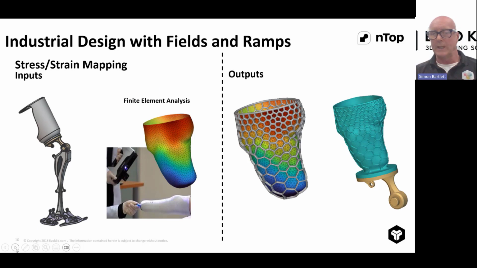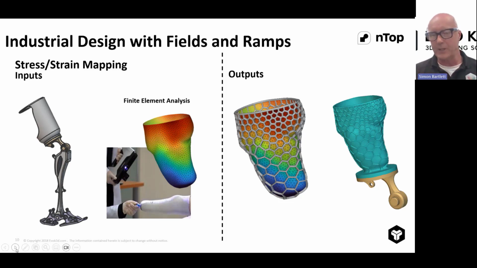We can also look at sockets, and this is another example. So again, on our left-hand side, this is our traditional input from our CAD software. And that gives us the volume and the surfaces that we need to work with. So we've taken a patient scan, and inside of Topology, we've applied some forces to it. And that gives us this, and this is where we're using finite element analysis.